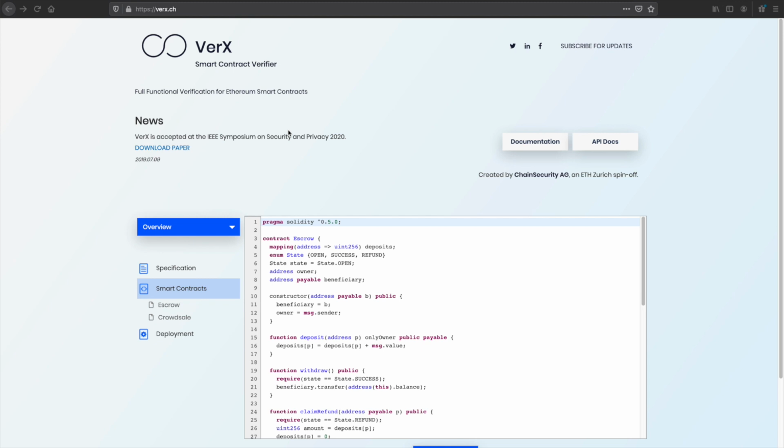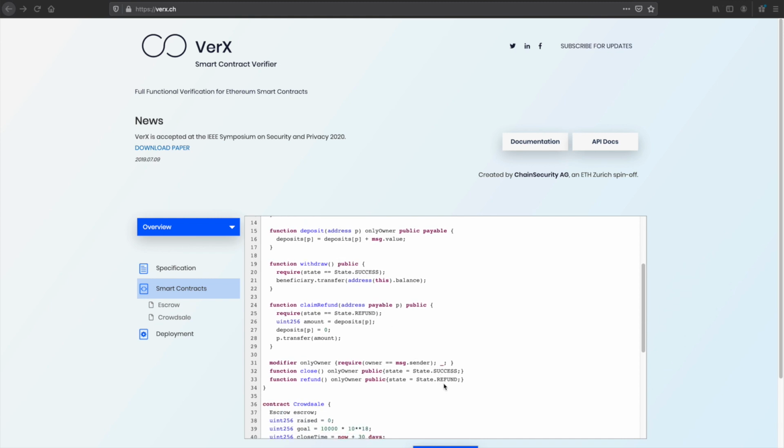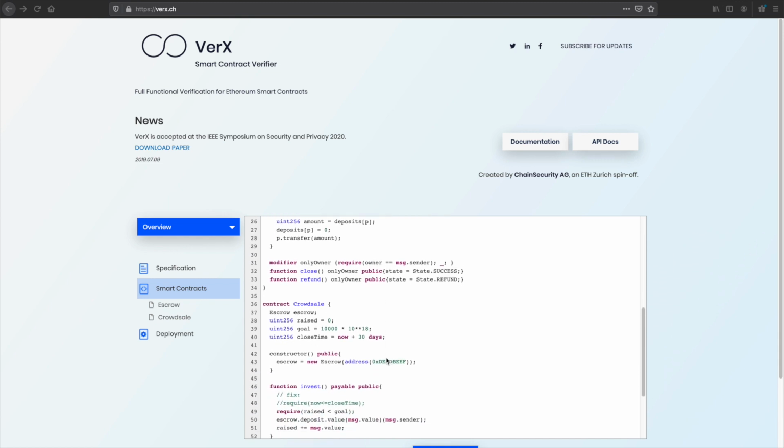Let's take a look at how VerX works. Here we see a smart contract application that consists of two contracts. The first contract is the escrow contract that implements the state machine pattern and has three states: open, success, and refund. It starts in the open state and by the owner of the contract can be switched to either the success or refund states. The owner of the escrow is actually a crowdsale contract.